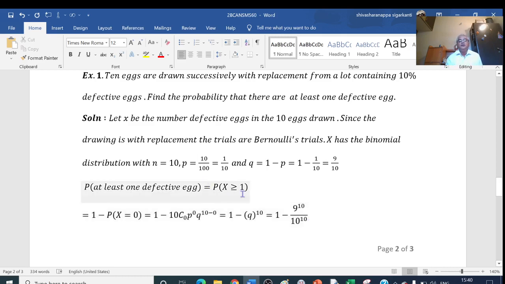Or we can find out here what are the possibilities of defective eggs. See, I may not get a defective egg, means x equal to 0. I may get one defective egg, 1. I may get two defective eggs, 2. I may get all defective eggs, that is here x equal to 10. So instead of doing this, you can find out P of 1 plus P of 2 plus P of 3 plus P of 4 up to P of 10. Okay. But that will be very lengthy. Therefore, I am using this technique here.